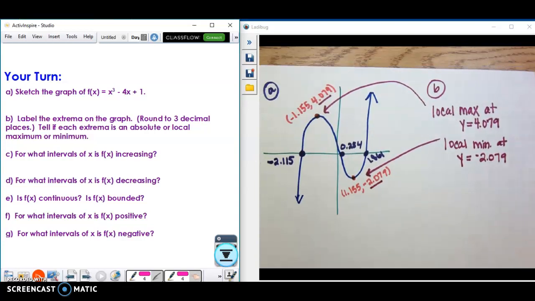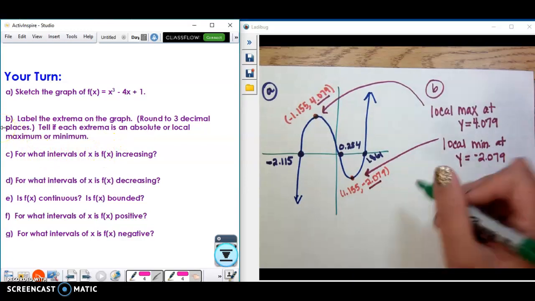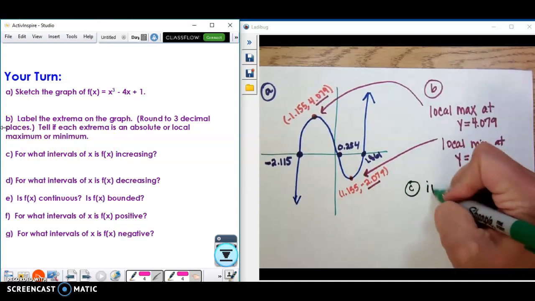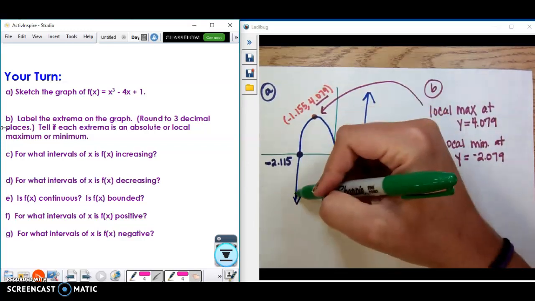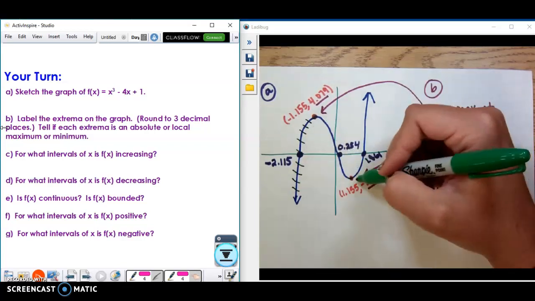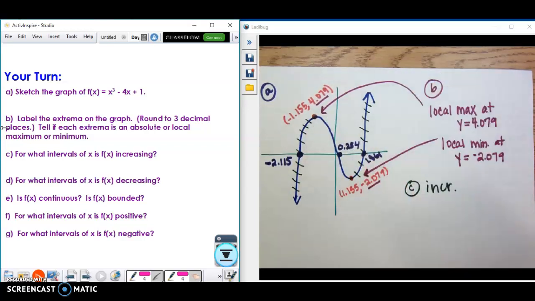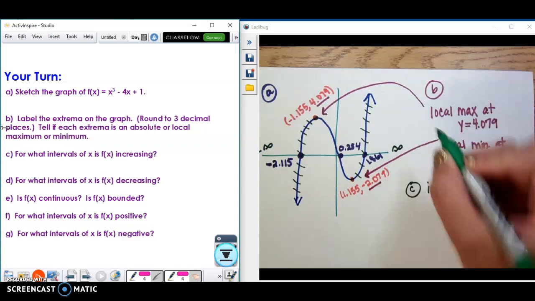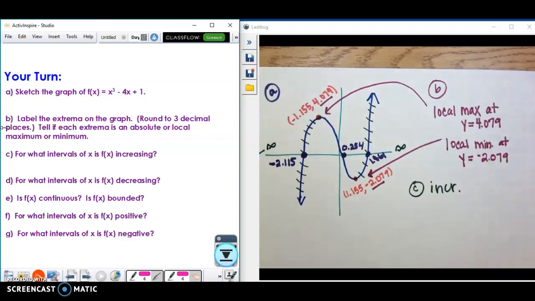Okay. Part C wants us to figure out for what intervals of x is f of x increasing. Okay, so remember when you're doing increasing and decreasing, you're going from left to right. So just write increasing here. If you go from left to right, from here, you're increasing, then you decrease, then you're going to increase again. So all those places where I put those lines were increasing. Because we're using x values, let's go ahead and write negative infinity and positive infinity here so that we will know that we have to use those.